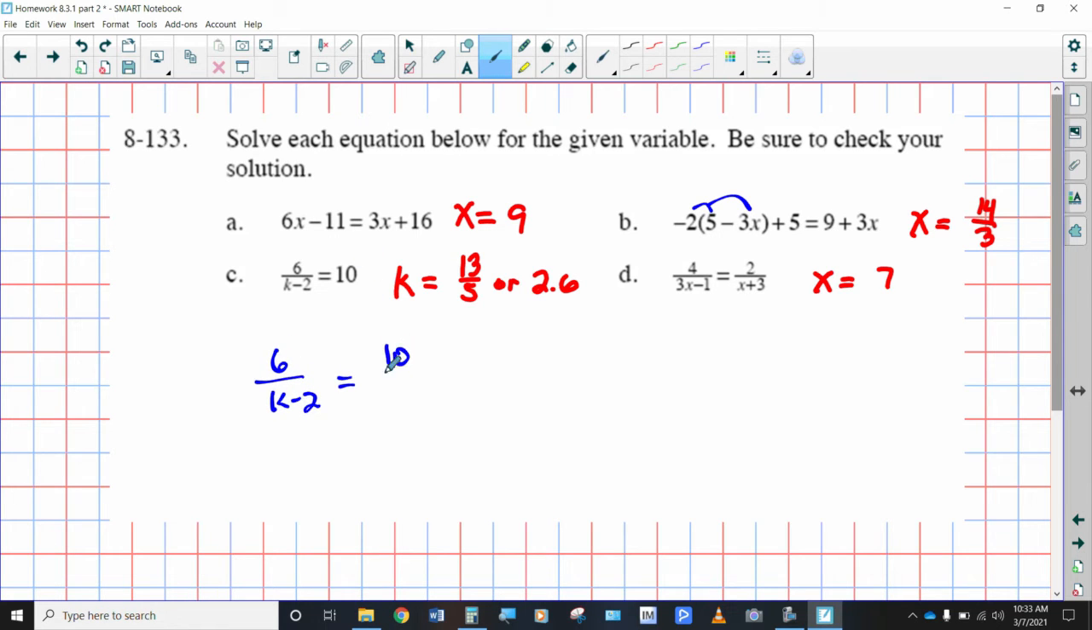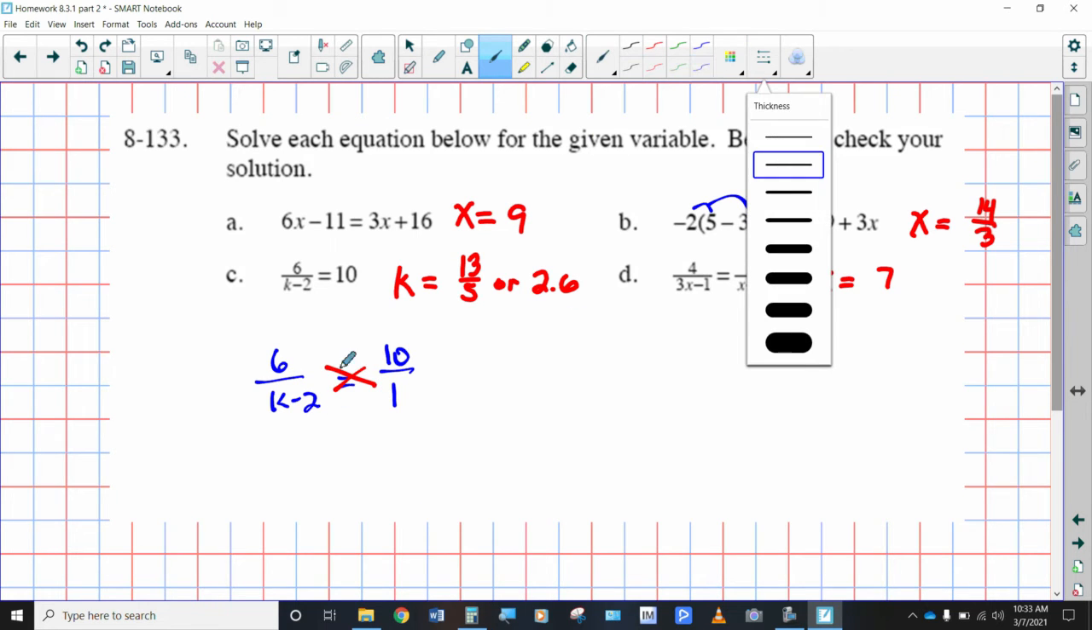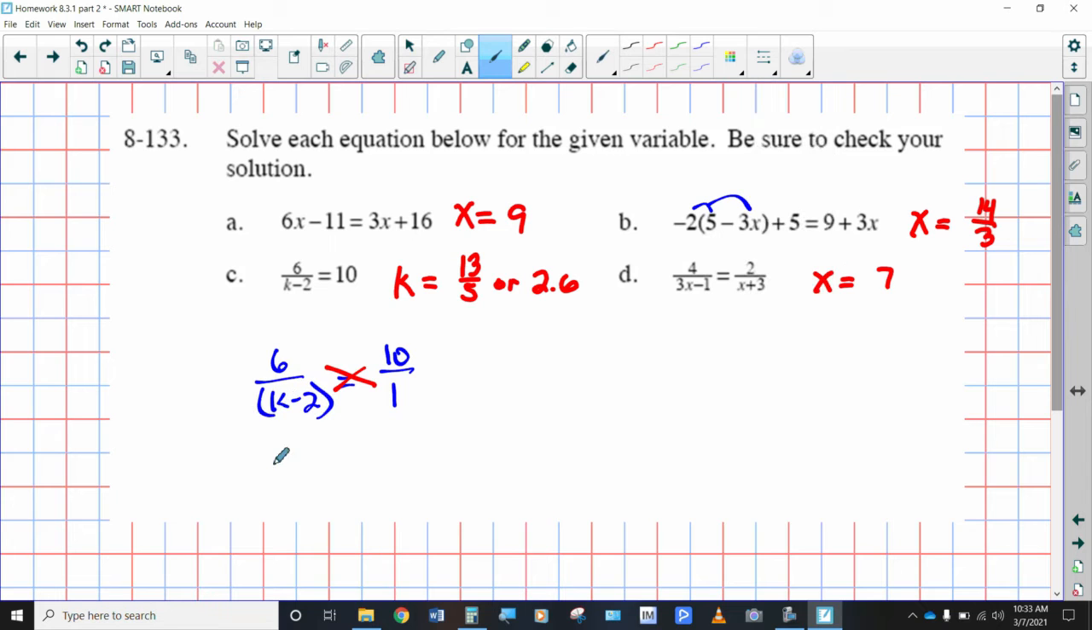10 can be written as a ratio of 10 over 1. So if we cross multiply, we end up with 10 times (k minus 2), which is 10k minus 20, equal to 6 times 1, which is 6. So when we add 20 to each side, that becomes 10k is equal to 26. And then when you divide by 10, most people will give the decimal answer. k has to be 2.6.